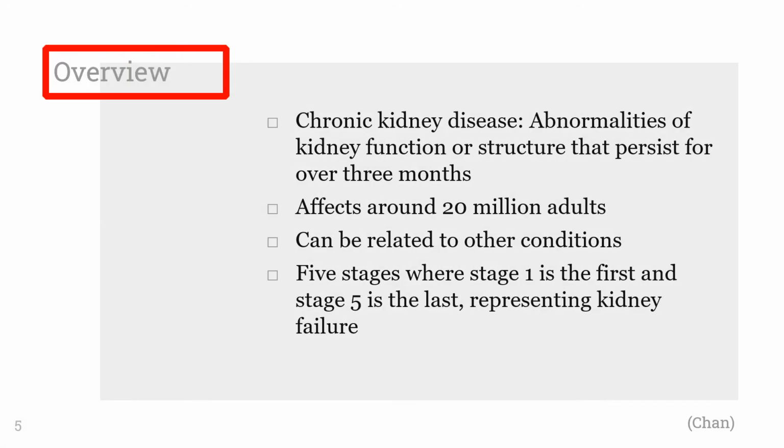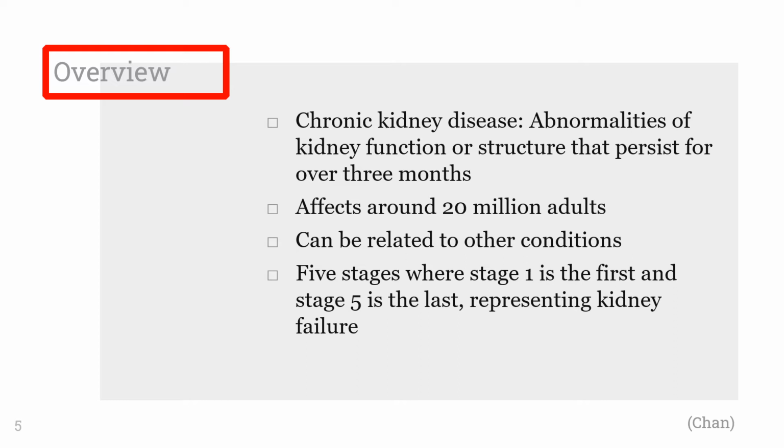Now that we've discussed a little bit about what malnutrition is, I'm going to give a brief overview about chronic kidney disease. Chronic kidney disease is defined as abnormalities of kidney function and/or structure that persist for over 3 months and have implications on one's health. This condition has a prevalence of around 14.5% in adults, meaning it affects around 20 million adults. Chronic kidney disease can be caused by or related to other conditions, including diabetes, hypertension, and obesity.